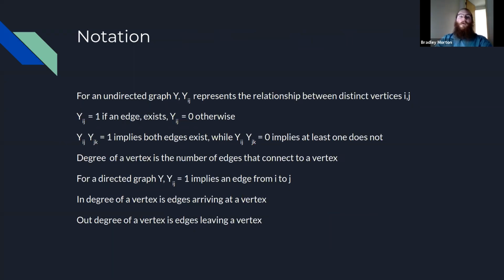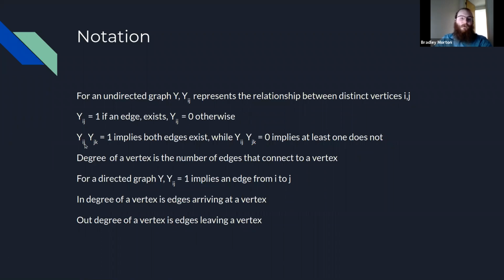Now we'll go into some notation used. We will suppose that we have an undirected graph y, and yij will be the relationship between i and j, which are distinct vertices. If an edge exists between the two, then yij equals 1. And if an edge does not exist, then yij equals 0.